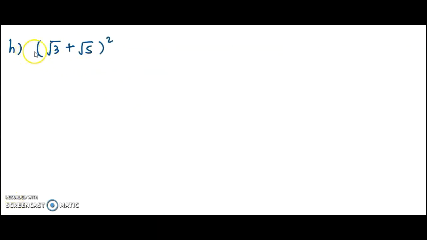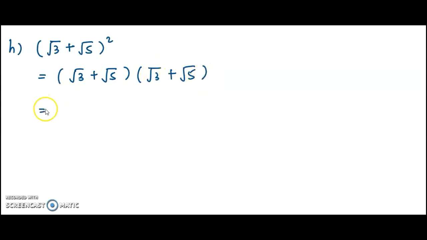For example H, slightly different from the previous question. We need to expand power of 2. But before we expand, I would just write down this: surd 3 plus surd 5 multiplied by surd 3 plus surd 5. And now we start to expand. Surd 3 multiplied by surd 3, surd 3 multiplied by surd 5, plus surd 5 multiplied by surd 3, plus surd 5 multiplied by surd 5. This is how we expand.